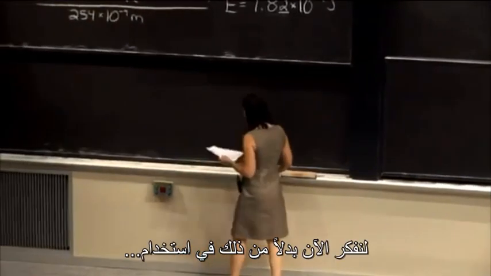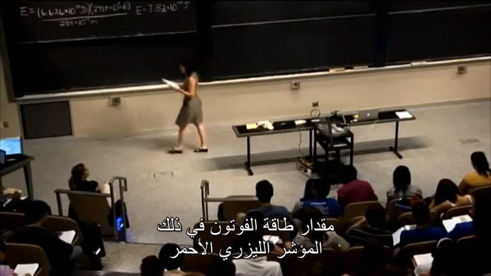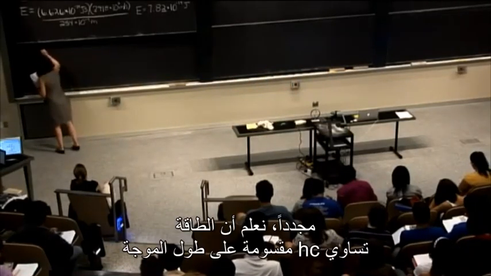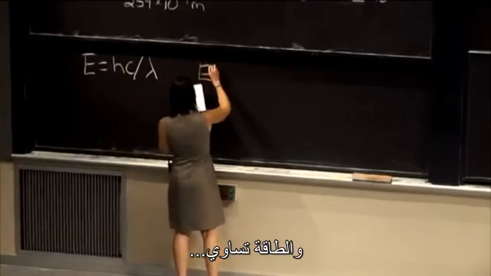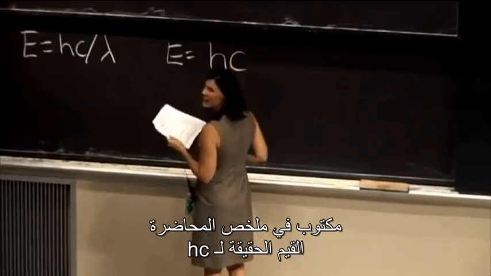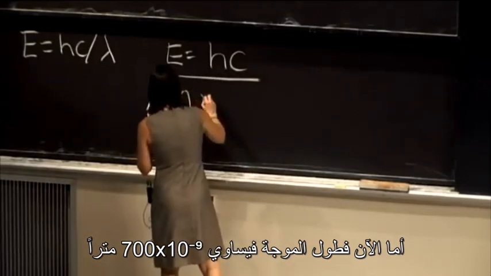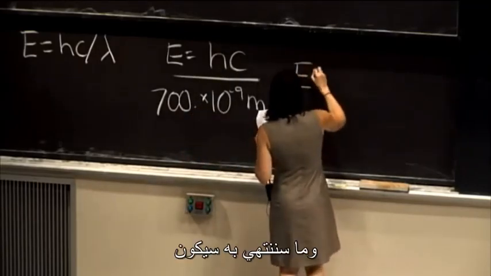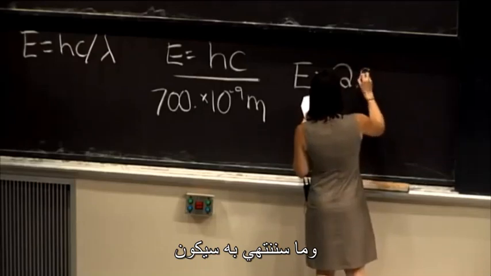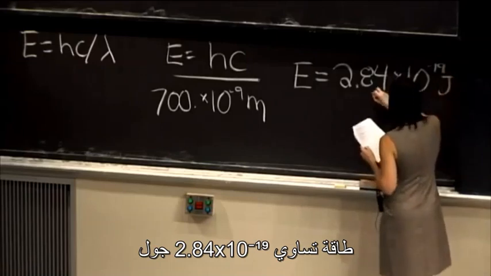So let's now think about using instead, and where I put my chalk first, the amount of energy per photon in that red laser pointer. So again, we know that energy is equal to hc divided by wavelength, and you have written down in your notes what the actual value for hc is, but now our wavelength is 700 times 10 to the negative 9 meters. And what we end up with for the energy then is 2.84 times 10 to the negative 19 joules.